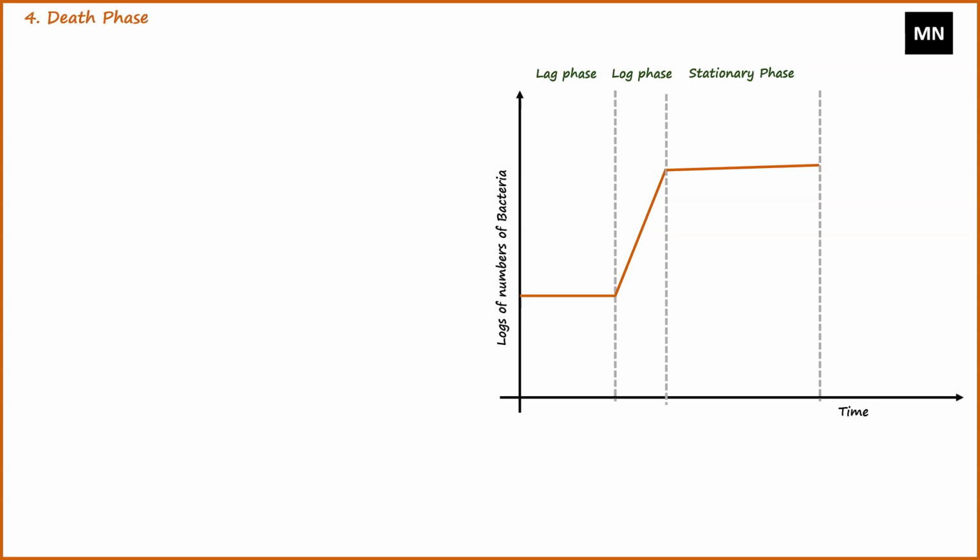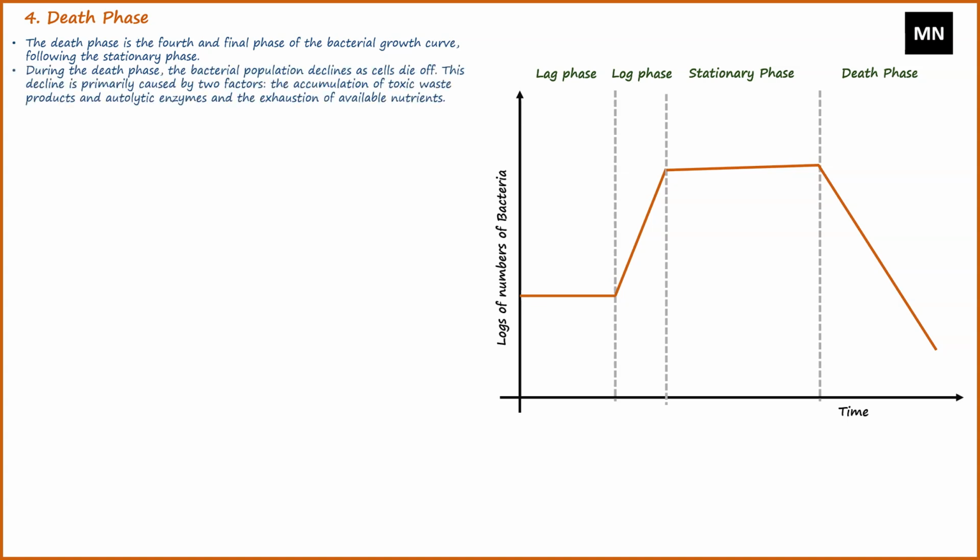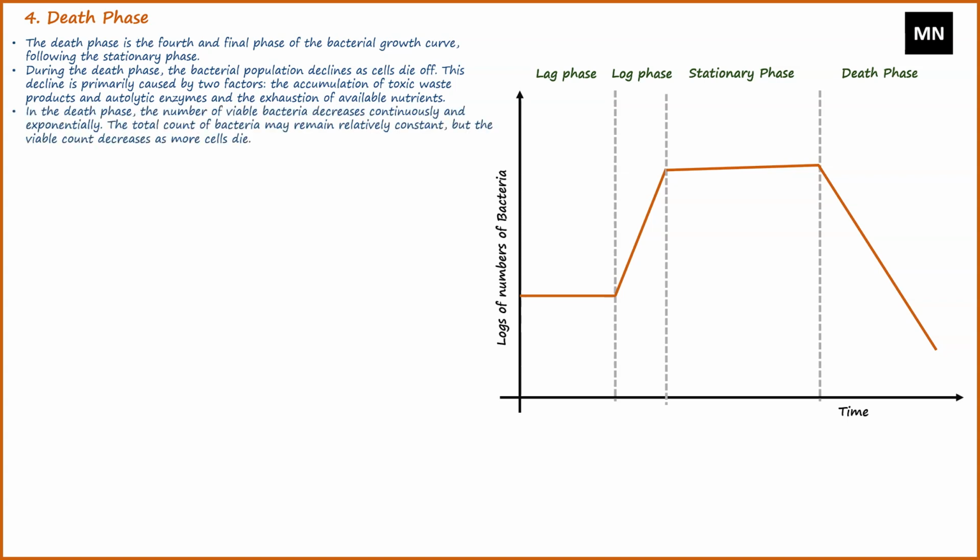Death phase. The death phase is the fourth and final phase of the bacterial growth curve, following the stationary phase. During the death phase, the bacterial population declines as cells die off. This decline is primarily caused by two factors: the accumulation of toxic waste products and autolytic enzymes, and the exhaustion of available nutrients. In the death phase, the number of viable bacteria decreases continuously and exponentially. The total count of bacteria may remain relatively constant, but the viable count decreases as more cells die.